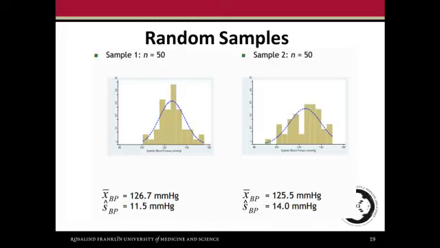Okay, so here again is sample 1 and sample 2 of 500. Each of these now has a sample size of 50 individuals. The means and the standard deviations are listed below, and again there's still going to be some variability in the means of these different samples.